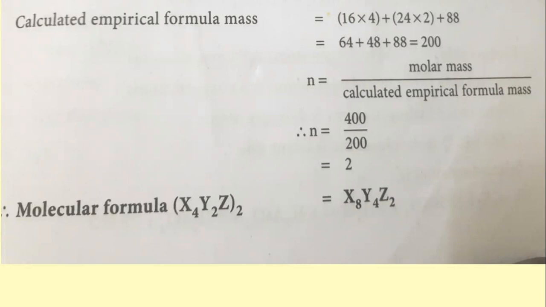Okay. If they ask for the empirical formula, we have to write X4, Y2 and then Z. But they ask for the empirical formula mass. So mass means we have to calculate the molar mass. So now the molar mass is given in the question itself, that is simply 400. So we have to compare it with the empirical formula mass. We all know the molecular formula will be calculated by the molar mass divided by the calculated empirical formula mass. So this is the formula. If we divide this 400 by 200, we get 2.